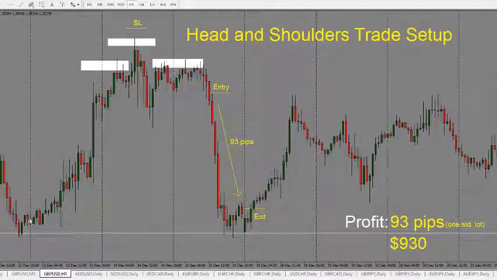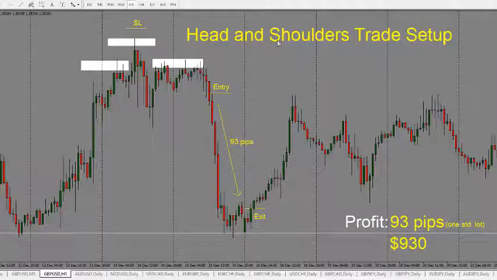Once we get into our support area here, we can see that the price starts to go sideways and it's not really breaking the low here. Once we see a good solid bullish candle here, this shows that price is likely to reverse at this point. So we can exit the trade. From entry to exit here, we have 93 pips in the trade. So our profit is 93 pips or $930 if trading one standard lot.